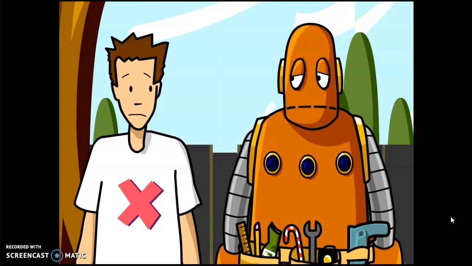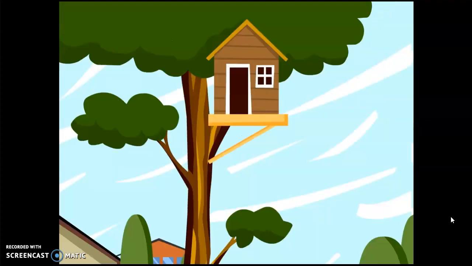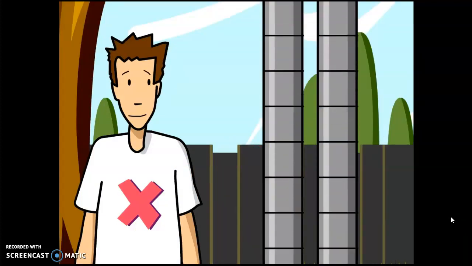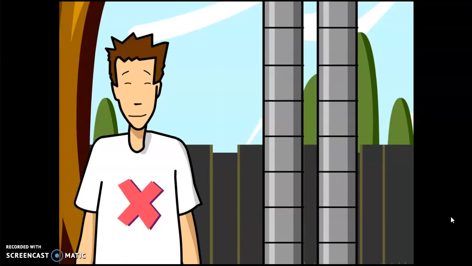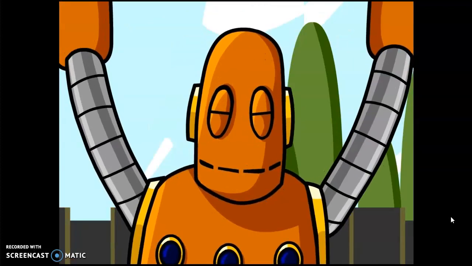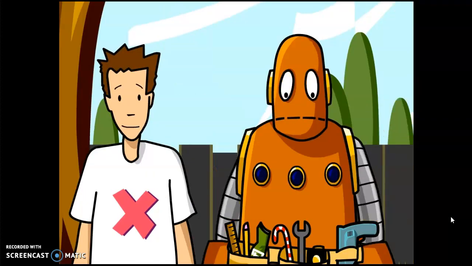What do you mean, so what? We can use variables to build a ladder for this treehouse. How high is the treehouse? So, our ladder needs to be 5 meters high. Well, we're not done yet.